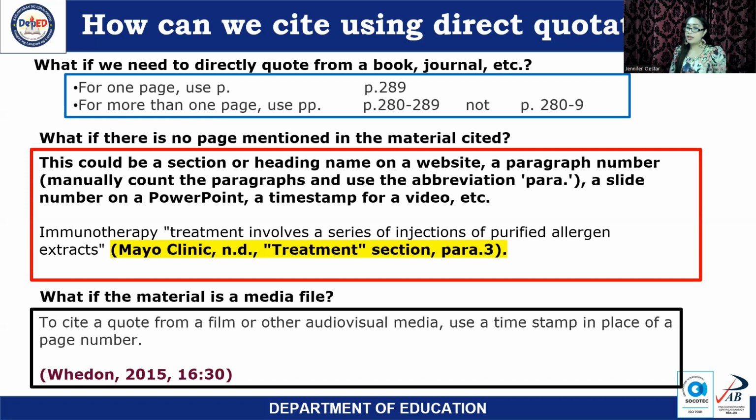Example, Mayo Clinic MD, there's no page, so the word is the title, Treatment, then the section, paragraph 3. Treatment section, paragraph 3. What if the material is a media file? To cite a quote from a film or other audiovisual material, use a timestamp in place of a page number. Example, Reed 2015, the timestamp is 16:30, 16 minutes and 30 seconds.